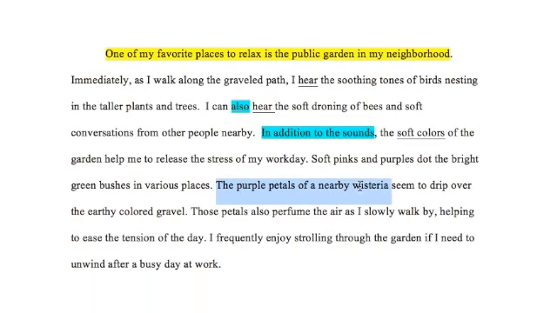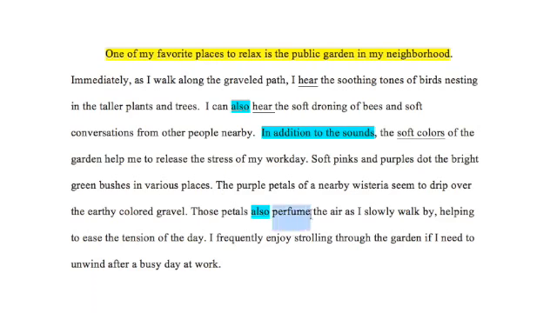And here's a nice description as well. The purple petals of a nearby wisteria seem to drip over the earthy colored gravel. Wisteria flowers tend to fall in a cluster from the branches of the tree. So using the word drip helps create the image. Even if you've never seen or you're not sure what a wisteria looks like, by saying that the purple petals seem to drip, you get a mental image of flowers almost falling off the branches of the tree.